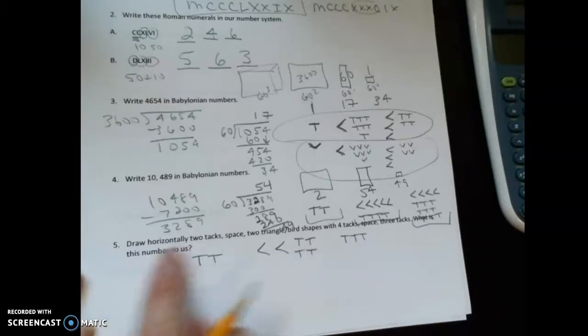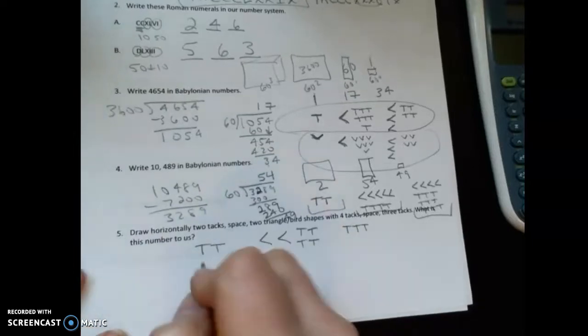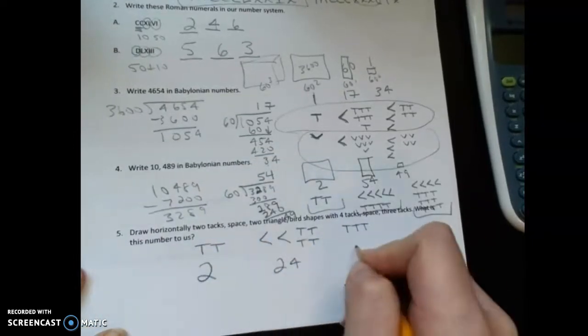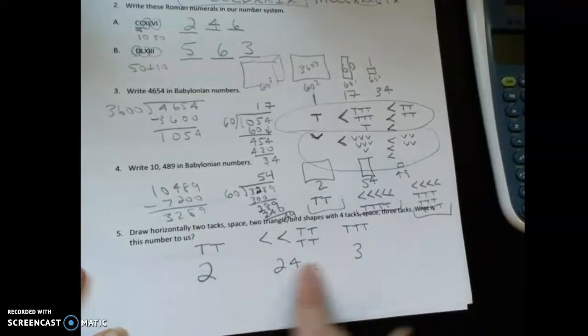Now, I want to convert it to us. Well, you can't, it's not easy. You can't just write 2, 24, and 3, because those are what the values are to them, but they have a different place value system than us. The number in the place is the same, but the value of that place, they don't have tens and hundreds and thousands. They have 60s and 3600s and things like that.